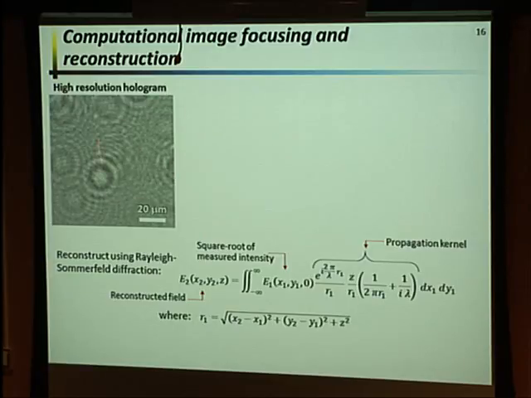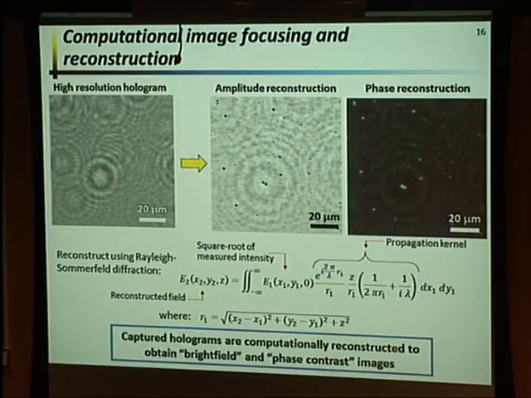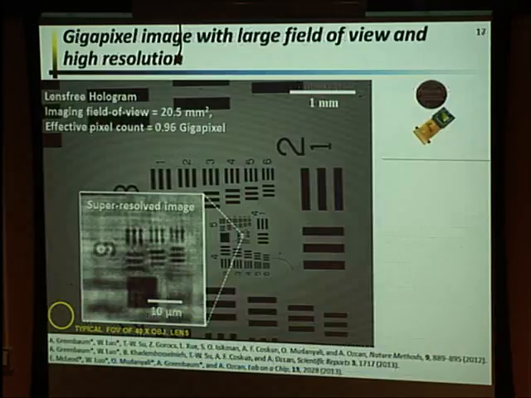So we'll take this hologram and then we'll computationally reconstruct what the objects would have looked like to be able to create this. And since we're doing this holographically based on this interference pattern, we can get two types of images. We can get an amplitude image, which is similar to a bright field microscope image, and then we can get a phase image, which is similar to maybe a phase contrast type image. And so we can do this computation. In our case, we use the angular spectrum approach to do this type of reconstruction.